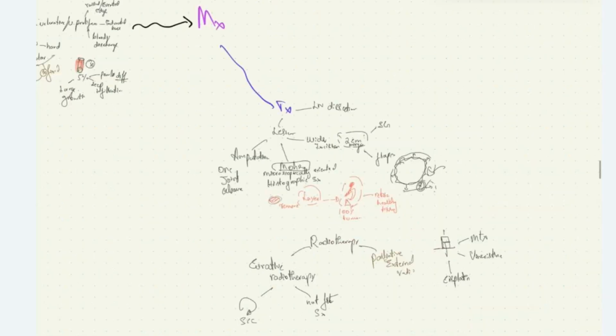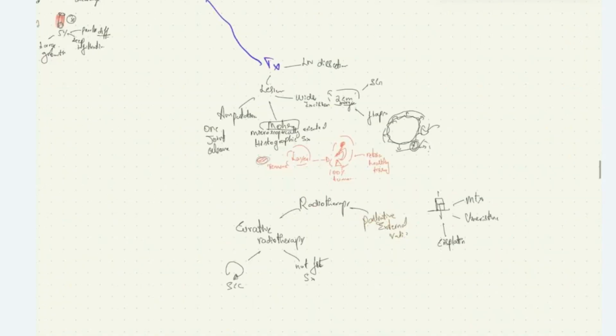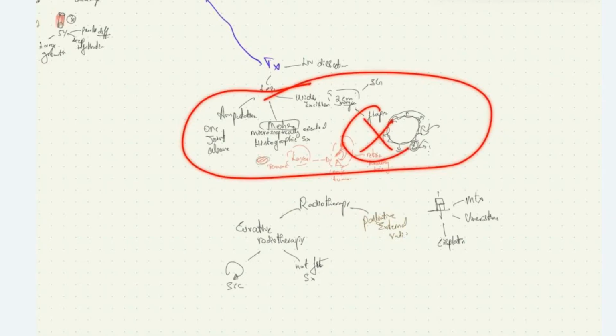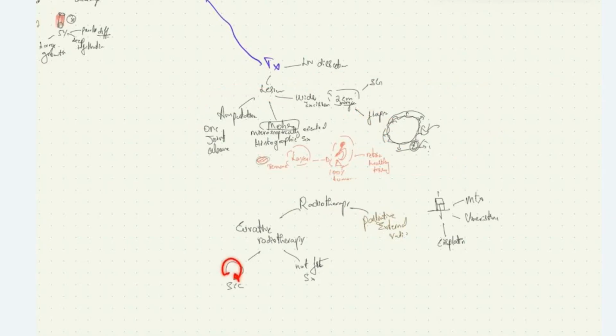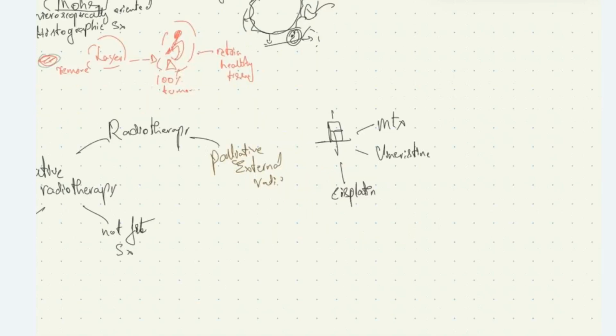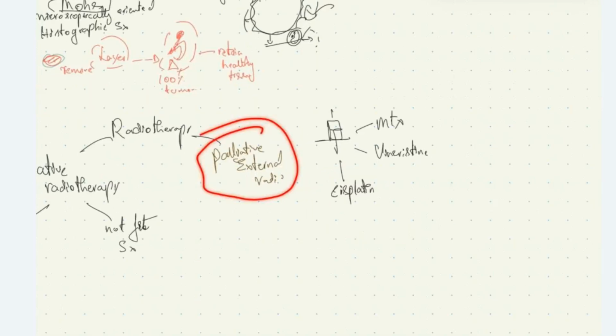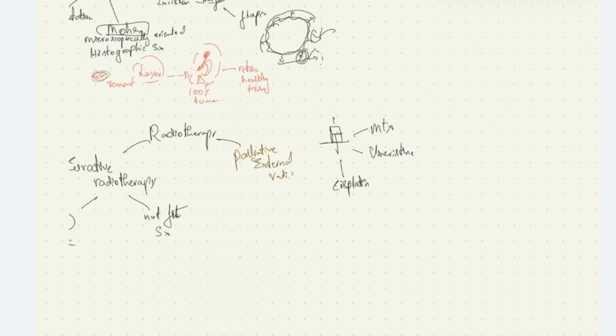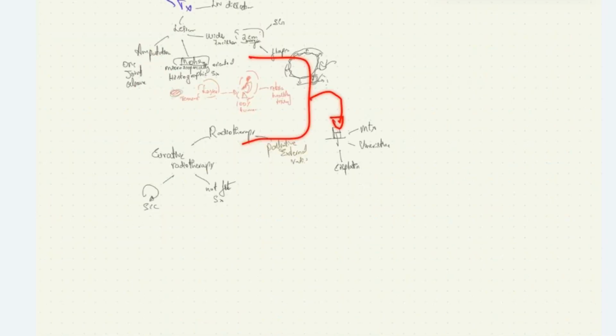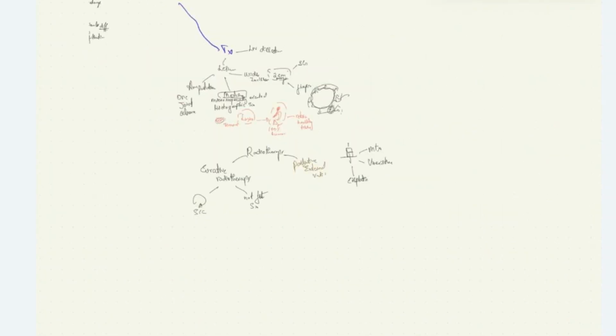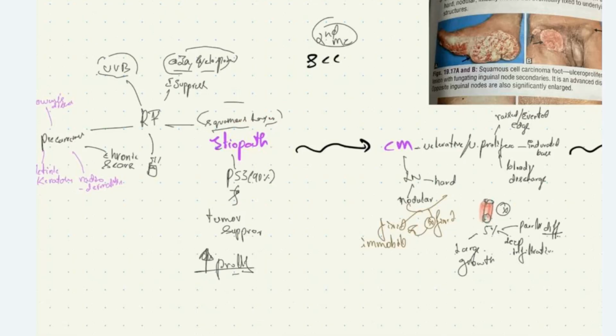Now, squamous cell carcinoma is radiosensitive. If the patient is not fit for surgery and if there is a recurrent squamous cell carcinoma, we can give curative radiotherapy for the patient. And also, if the patient has extensive disease, we can give palliative external radiotherapy. After this local excision and radiotherapy, we can consider chemotherapy to the patient, where we can give methotrexate, vincristine, and cisplatin.